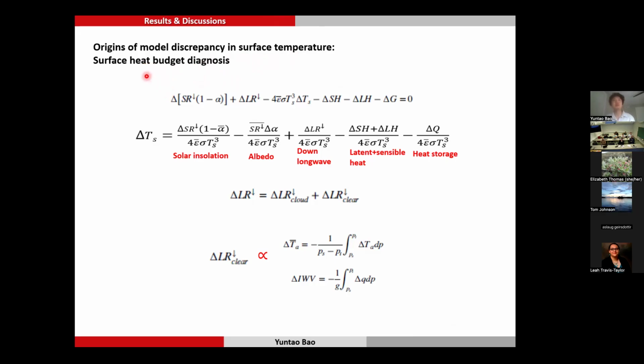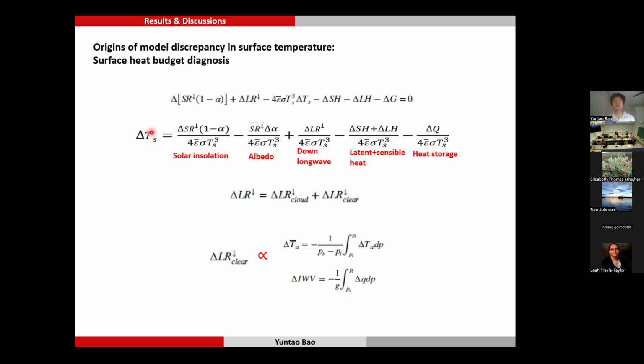We know that we have heat budget equations near the surface. It's like this one. So we can decompose the surface temperature change into several parts. The first part is the solar insolation change. Another part is called the surface albedo change, right? Another one is the downward long-wave radiation change. And another one, latent and sensible heat. And the remaining one, heat storage. All these processes will contribute to the changes of surface temperature.